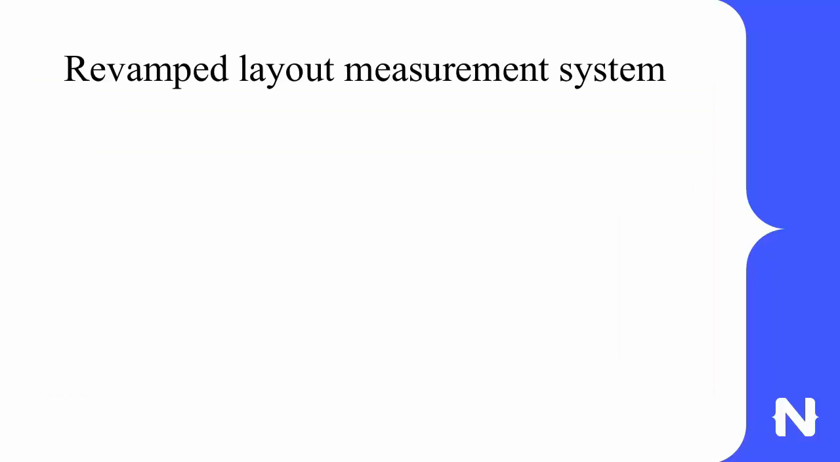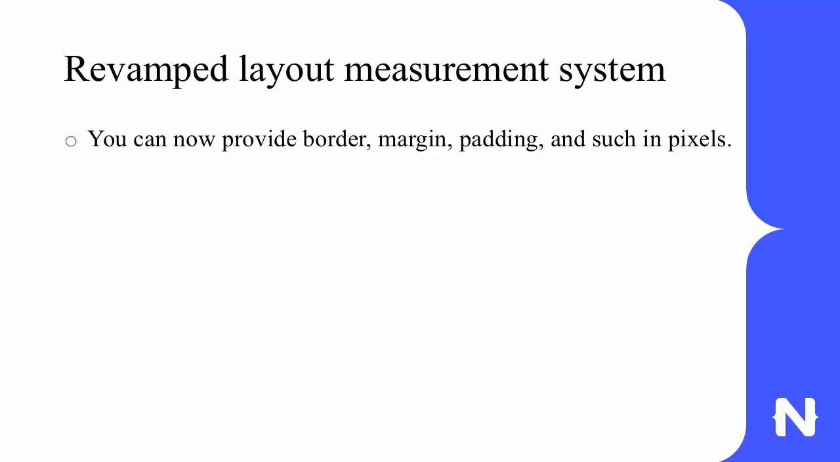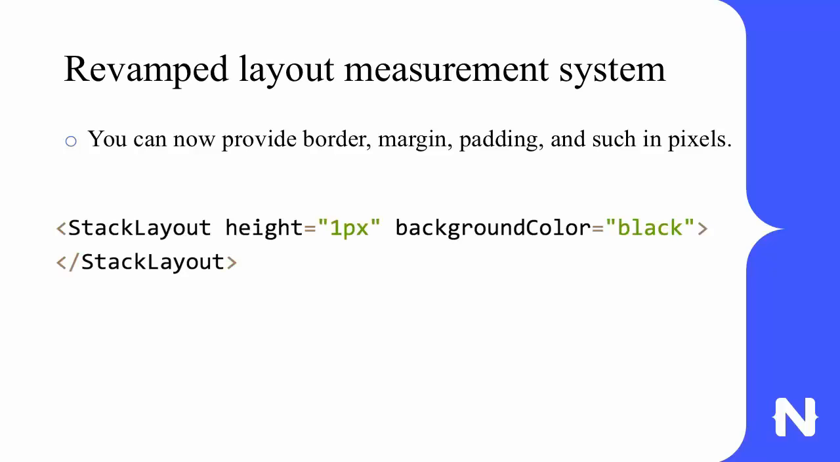Last on my list is a revamp of our layout measurement system. Now, this is, again, a fairly internal thing that you're very unlikely to hit in your average NativeScript app. The one thing I'll mention here is that because of this refactoring, you now have the ability to provide border, margin, padding, or any of these measurements in your NativeScript apps in pixels, for example, like this. Now, for most situations, we think you'll want to stick with the default measuring system as in NativeScript apps. That unit is device independent, so it handles things like devices with different pixel densities quite well. But where you do really need an explicit pixel dimension, you now have the ability to do that.